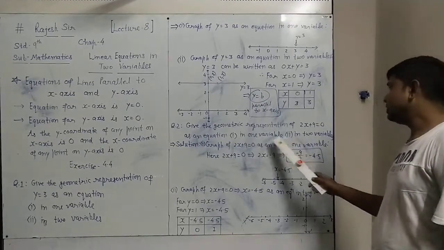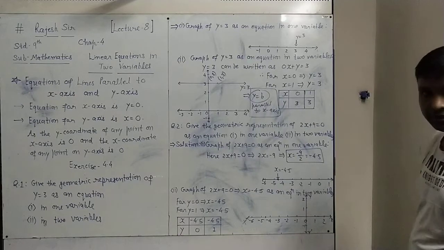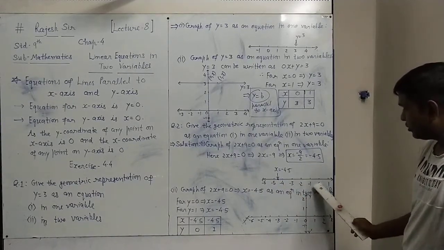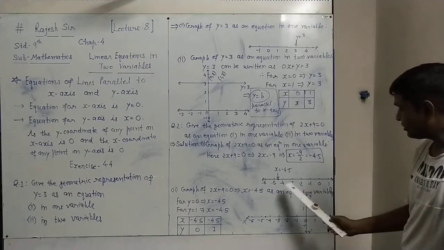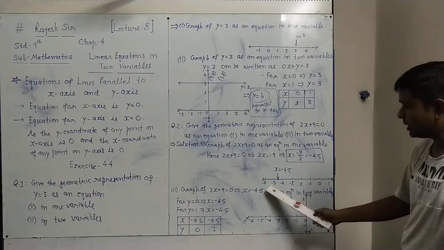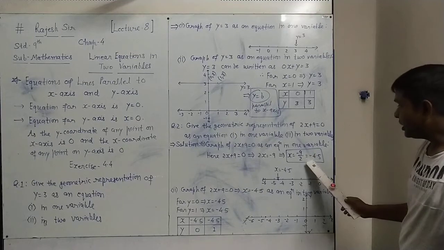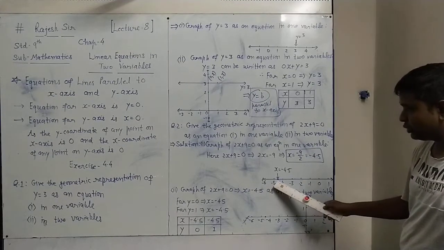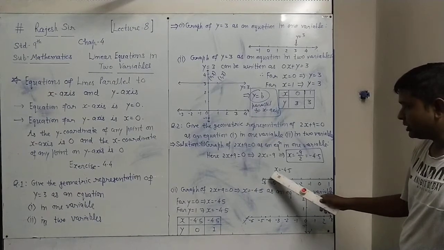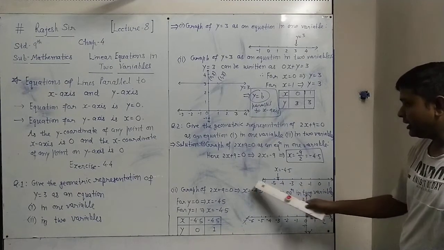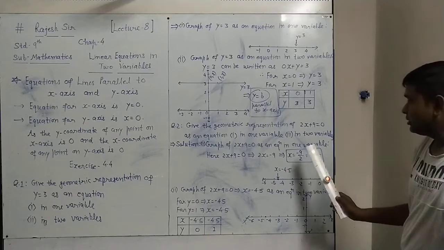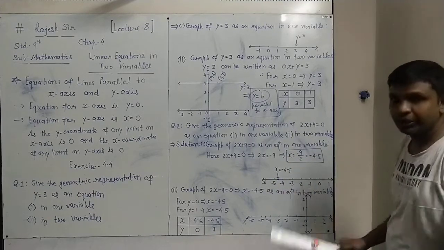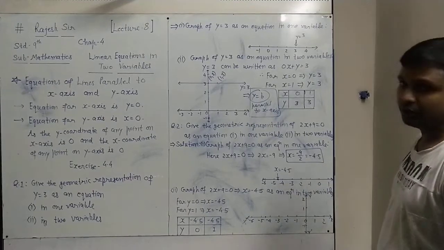When we want to show it in one variable, only one line is needed, where we have to show minus 4.5. So on the line, 0, 1, 2, 3 on the right and on the left minus 1, minus 2, minus 3, minus 4, minus 5, minus 6. Where is minus 4.5? It is the midpoint of minus 4 and minus 5. That is shown here. This point is showing x equal to minus 4.5 and this line is showing the graph of 2x plus 9 equal to 0 in one variable, one line shown.